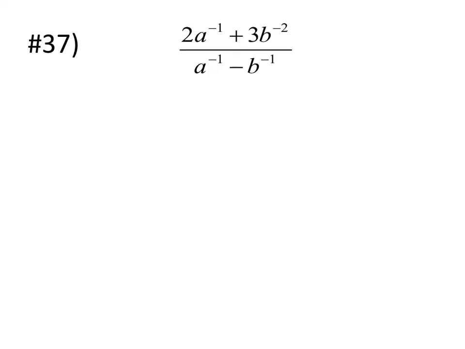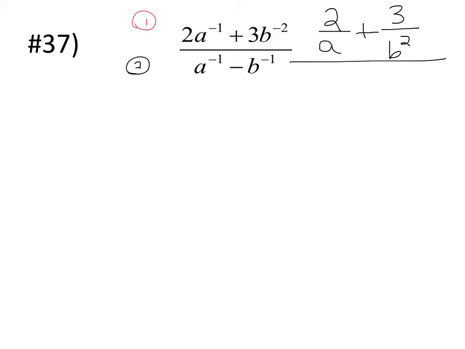All right. Here we go again. So let's rewrite the numerator. It's going to be 2 over A, because you drop A like it's hot, plus 3 over B squared, because you drop B like it's hot because of the negative exponent. Okay? All over, let's do the denominator. A to the negative 1 is 1 over A, because you drop it like it's hot, minus B to the negative 1 is 1 over B, because you drop it like it's hot. So that's my new problem that I'm actually going to do.